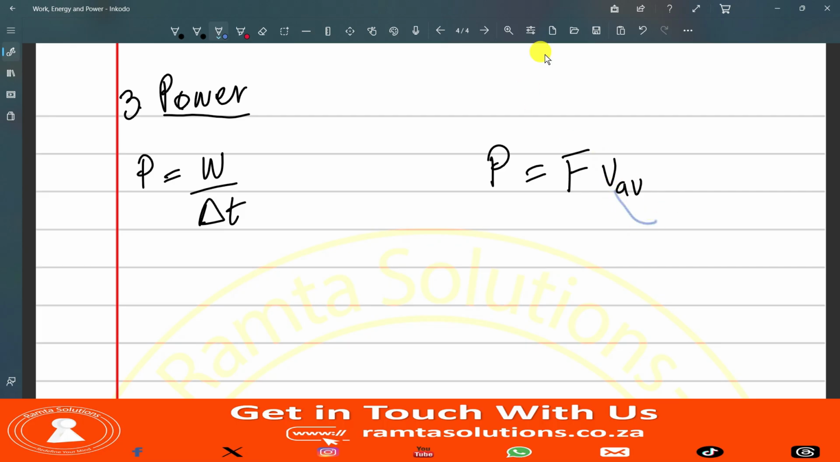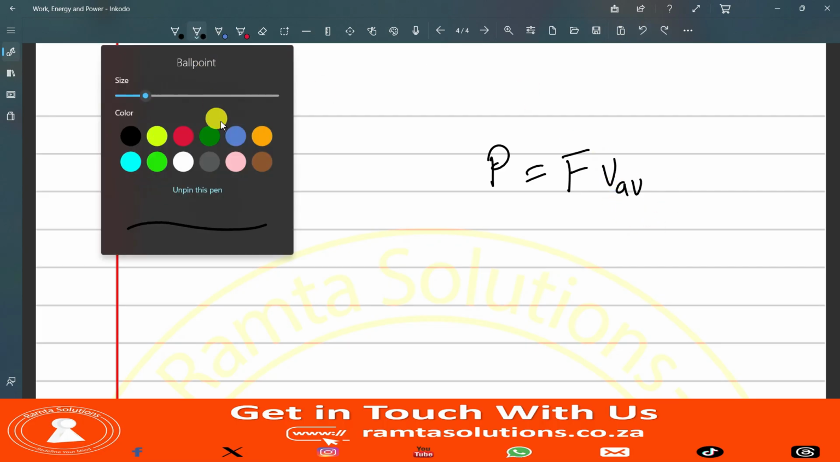Let me see the writing here. Okay, it will be awful. Let me just change the color.